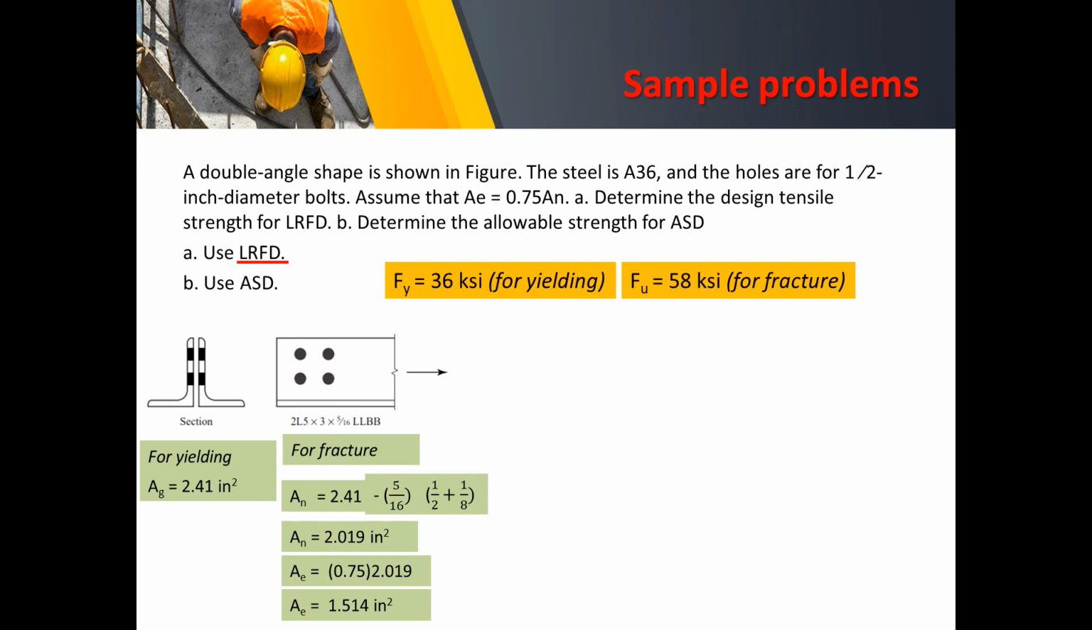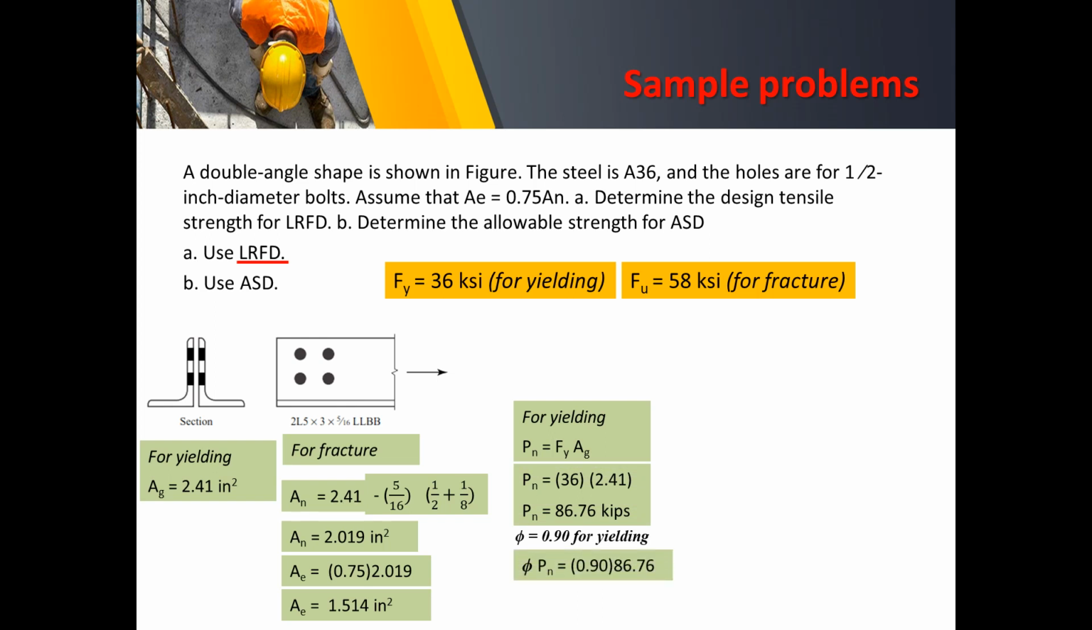So knowing those AG and AE, we can now proceed calculating your Pn, FyAg. 36 times 2.41 would yield 86.76. For LRFD, the resistance factor for yielding is 0.9. We have to multiply 0.9 to 86.76, and that will be your design load for yielding.